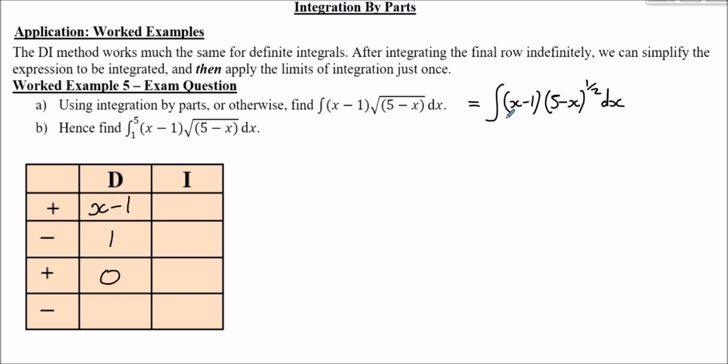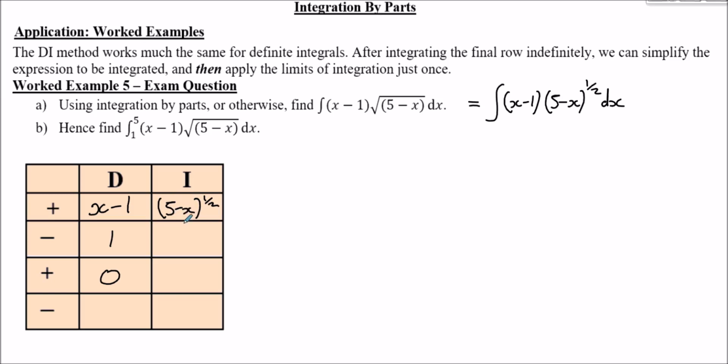In the integral column, I'm going to put 5 minus x to the half. So integrating 5 minus x to the half. If you're a bit shaky or unsure how to do this, because it looks a bit harder than just integrating x to the half, this essentially is the chain rule. I'm not going to show you how to do it here. That can be your own research.